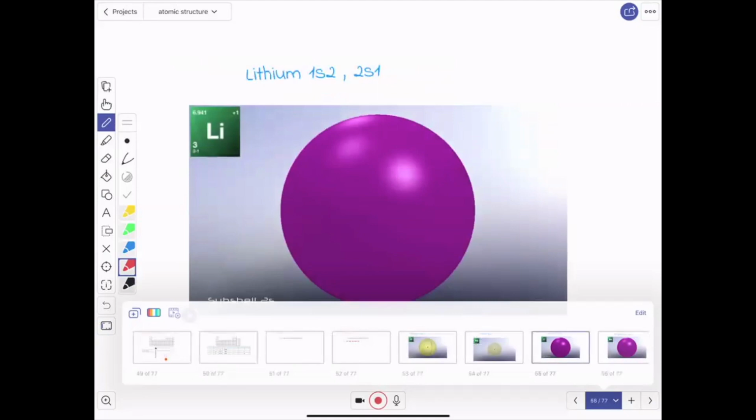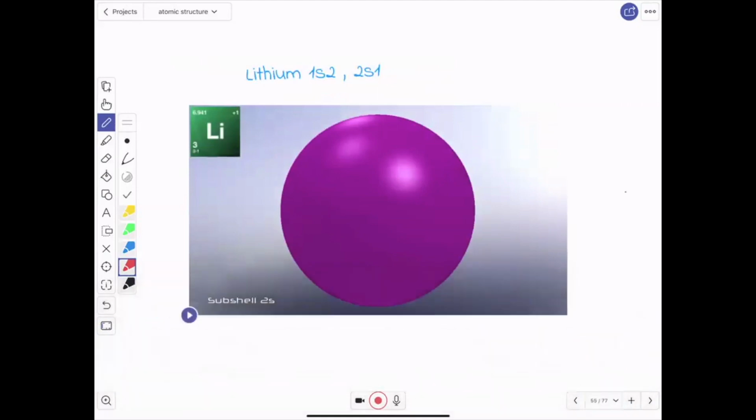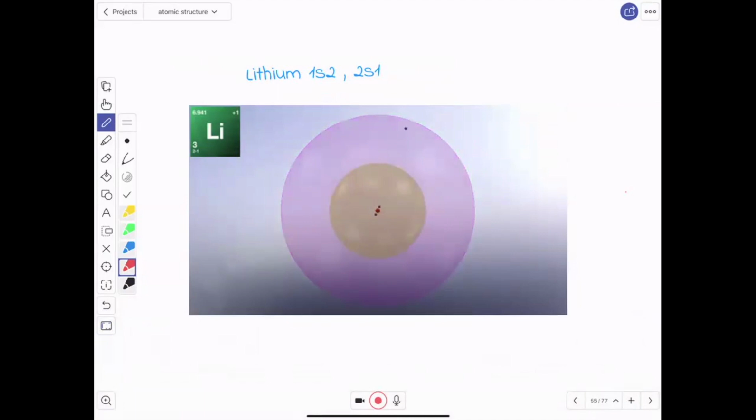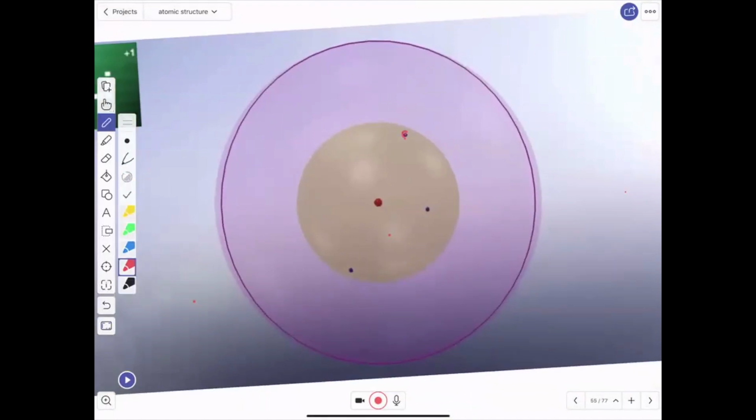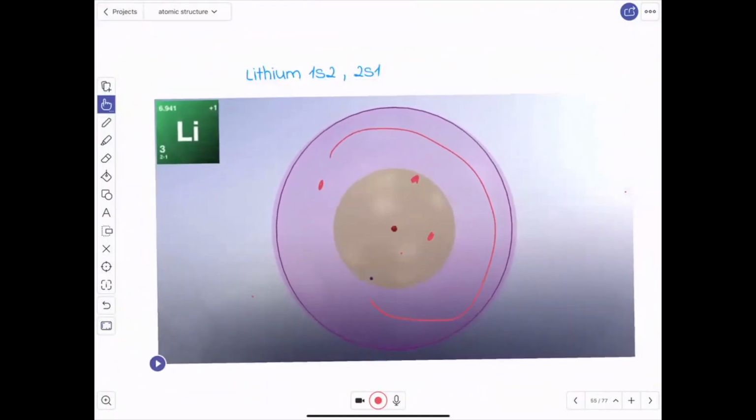Now I'm gonna go to lithium. How many electrons does lithium have? Lithium has 3 electrons. So when I am to show the electrons of lithium, check, I have 3 dots. I'm gonna zoom in here closely. What do I see? I see 1 electron here, 1 electron here, and there's a 3rd electron spinning outside. This means that lithium now has 2 shells.